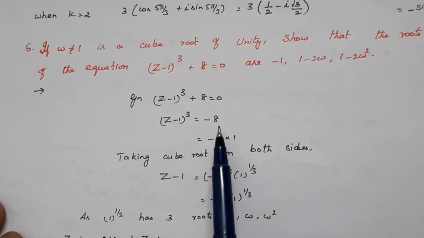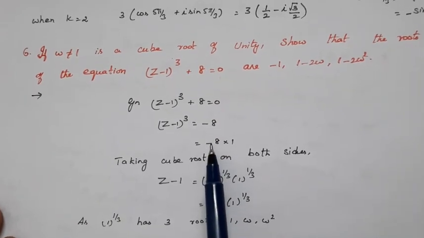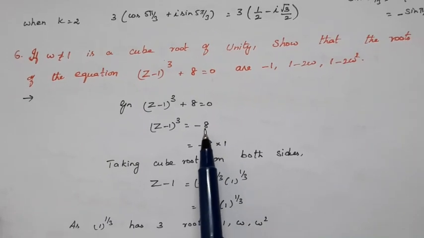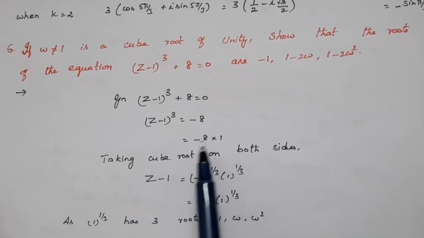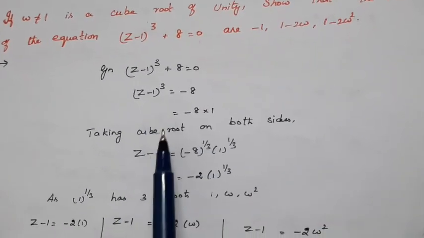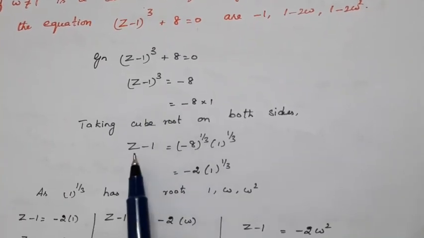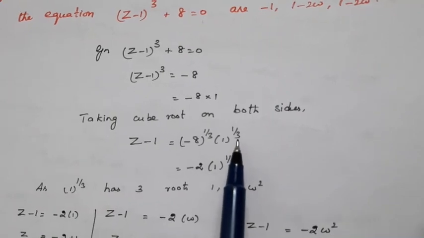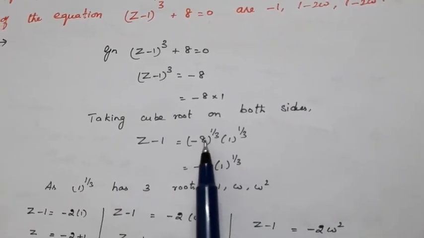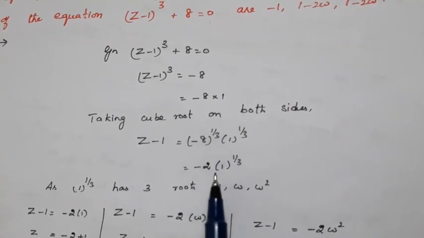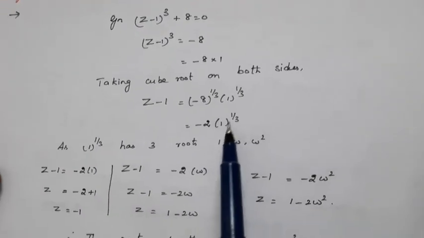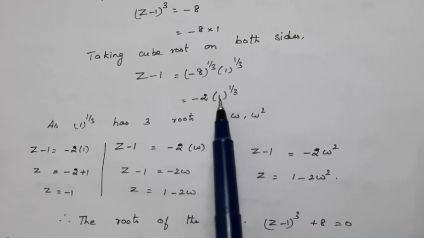Now I am going to split this as, instead of taking the numerical value alone and minus 1 as in the previous problem, I am going to take minus 8 into 1. Now taking cube root on both sides to remove this, z minus 1 is equal to minus 8 to the power 1 by 3 into 1 to the power 1 by 3. So minus 8 to the power 1 by 3 means cube root of minus 8 will be minus 2. So minus 2 into 1 to the power 1 by 3. Now what is 1 to the power 1 by 3? This is nothing but the cube root of unity.